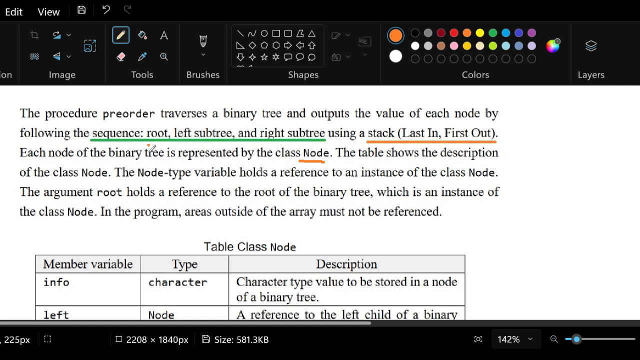The sequence again is root, left subtree, and right subtree, using a stack, last in first out. I emphasize this row in particular because knowing the sequence and also this part, the stack last in first out, should help us solve the problem. Because if, for example, you only went with the sequence and forgot about the stack last in first out, I think you'll encounter a problem with your answer, especially when you do test the idea.